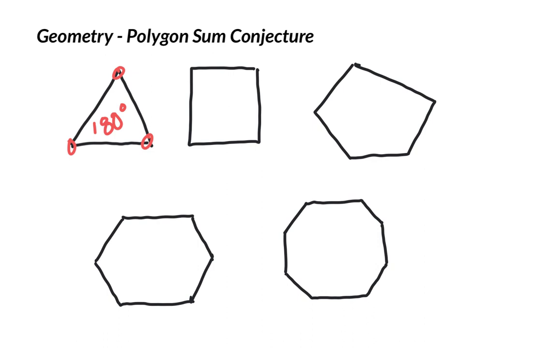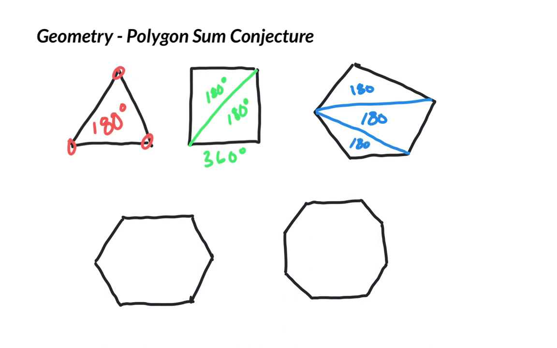Well, take a look at this next shape, this quadrilateral. I can draw two triangles. Each of those triangles has 180 degrees for a total of 360 degrees. This pentagon, I can draw three triangles, each of which has 180 degrees for a total of 540 degrees.